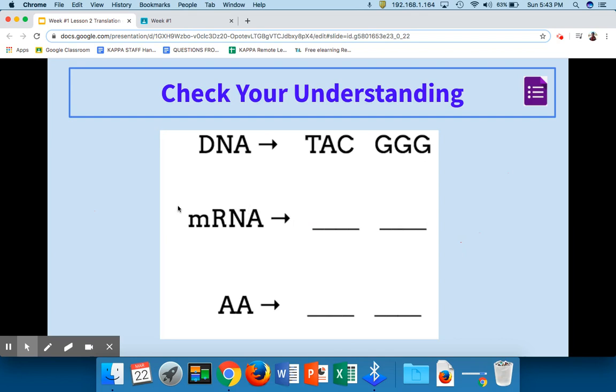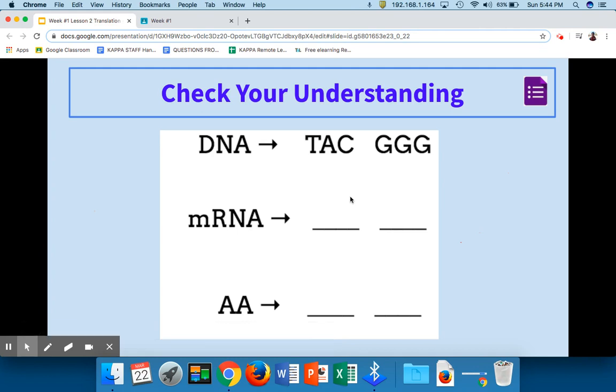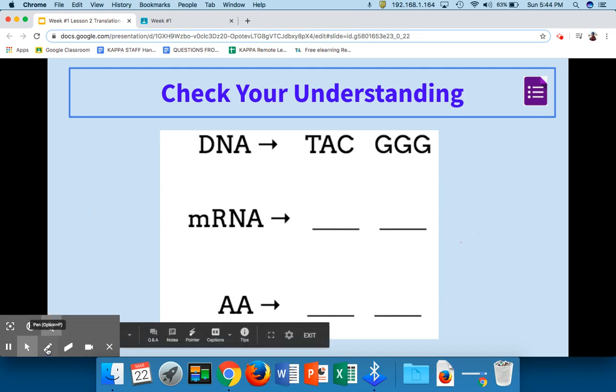So in your assignment for lesson 2, you will get a series of DNA sequences that you must transcribe into mRNA and then translate into an amino acid. This question specifically is in your Google form to check your understanding, and I'm just letting you know this is what your assignment will look like. So we'll do the first one together.